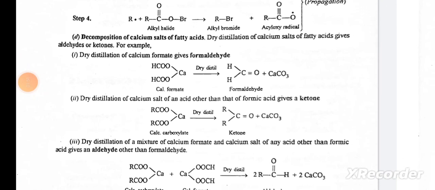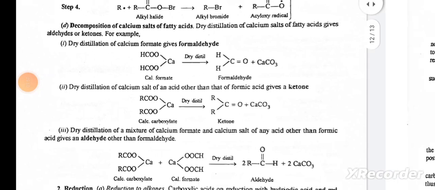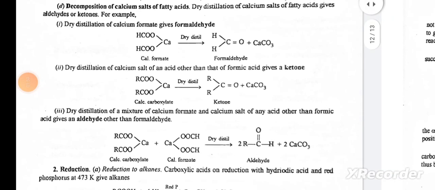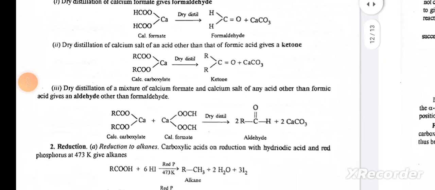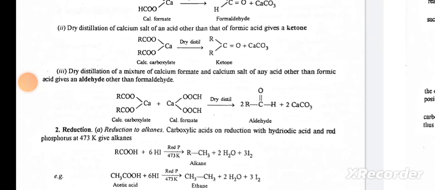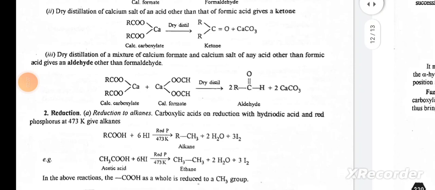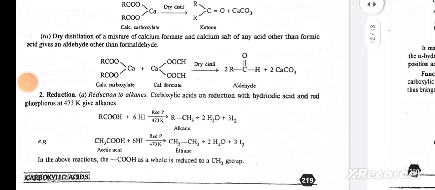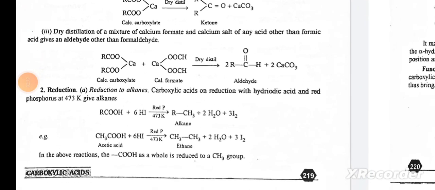Dry distillation of calcium salts of fatty acids gives aldehydes or ketones. For example, dry distillation of calcium formate gives formaldehyde, calcium formate to formaldehyde. Dry distillation of calcium salt of an acid other than formic acid gives a ketone. Calcium carboxylate to ketone. Dry distillation of a mixture of calcium formate and calcium salt of any acid other than formic acid gives an aldehyde other than formaldehyde.